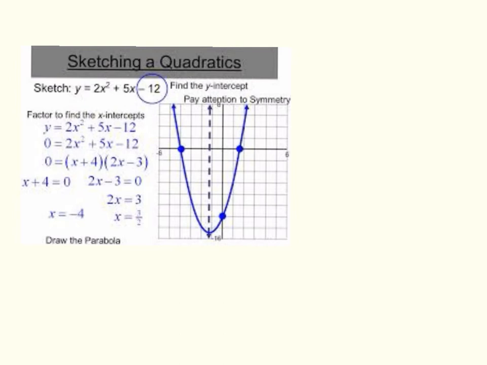Now we're going to look at how to find the y and x intercepts of a parabola. When it's in standard form, the y-intercept is the constant at the end. It's that simple. And then to find the x-intercepts, you have to set the equation equal to 0 and solve for x. Here's an example of how to solve for x when it's in factored form. And then those solutions that you get are your x-intercepts.